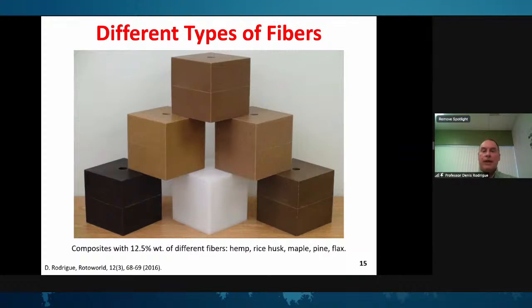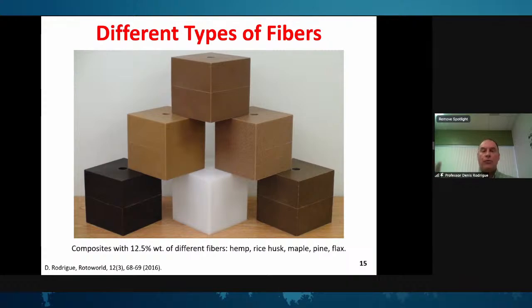If we look, let's say, at different parts here, we are playing now with different types of fibers. So we use hemp, rice husk, hardwood like maple, softwood like pine. We use flax, so different types of lignocellulosic material that is available. And we have a lot of students coming from different places. They bring their own fiber. We do their processing and characterization, and then they go back with their results and finalize their thesis.